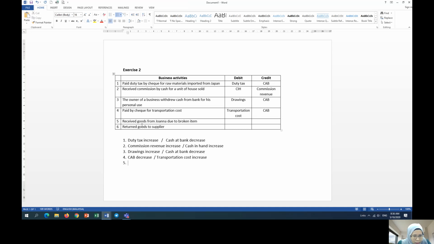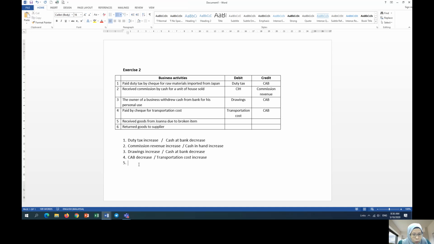Okay, so what is the other name for goods? Stock. And now we use the terms inventory to mention about goods. Okay, so the latest term is inventory. So you receive goods from Joanna due to broken item. So berlaku pulangan barang-barang. Pulangan masuk ke pulangan keluar. Return inwards ke ataupun return outwards.